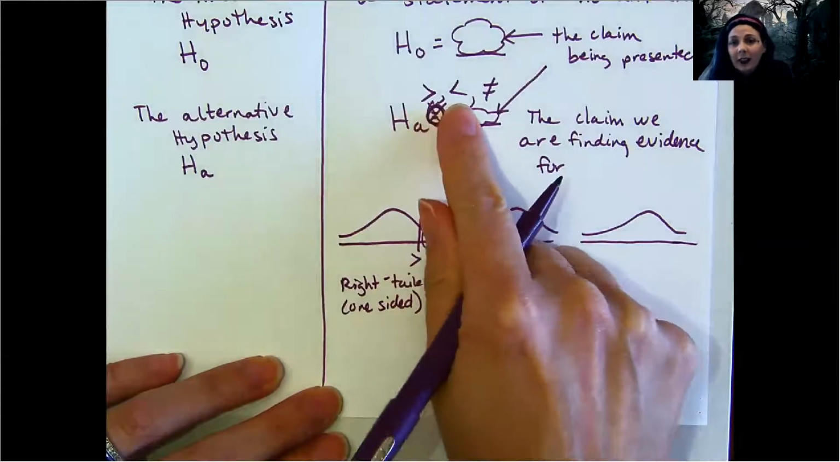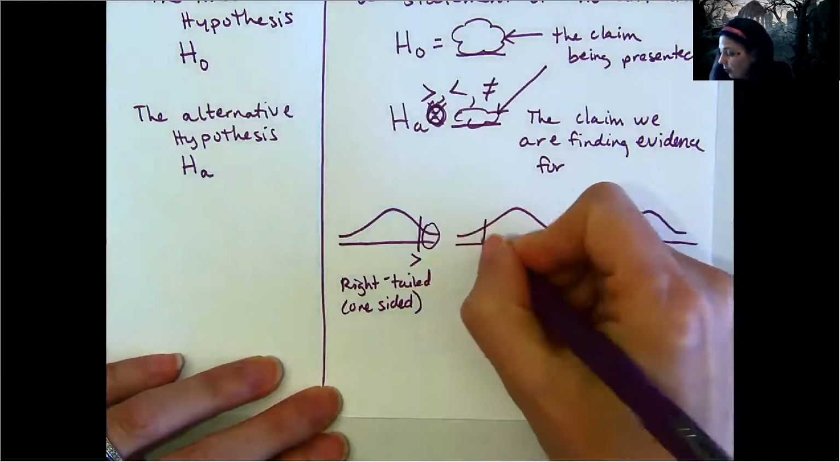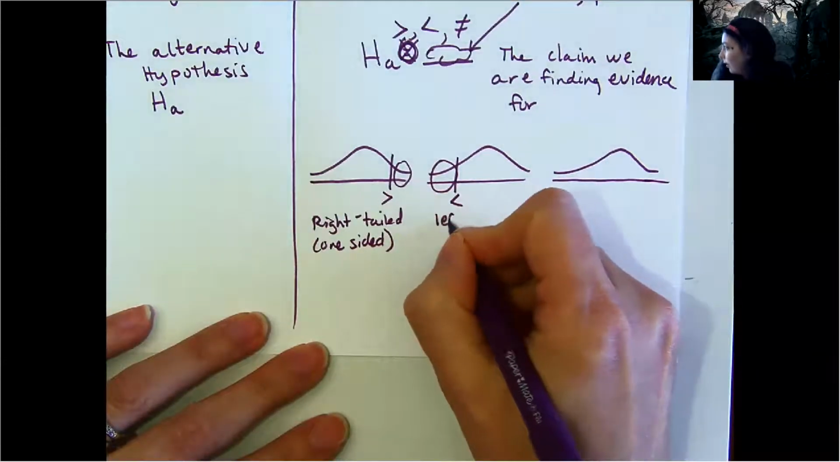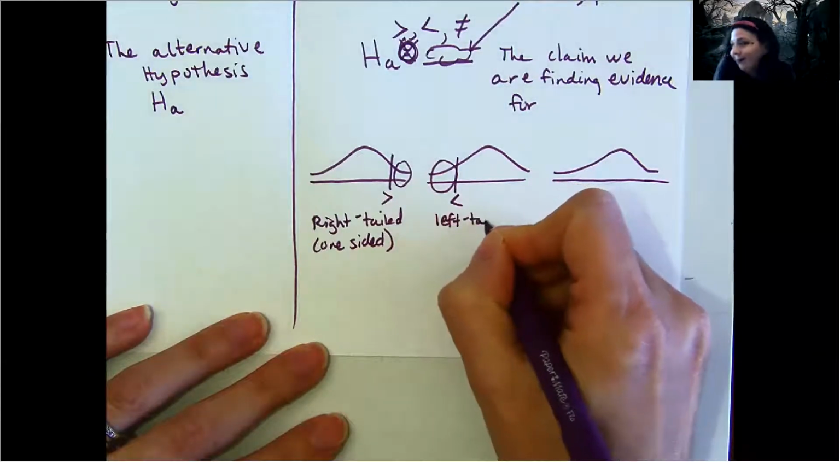Or we could use the less than symbol. If we use the less than symbol, then we're down here on Billy Bell curve, right? We are less than, we are left-tailed.